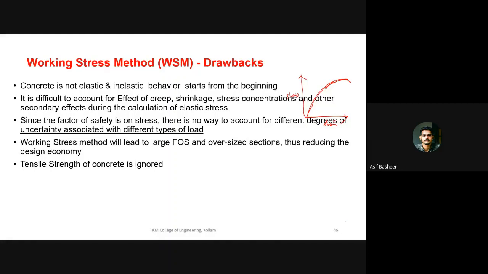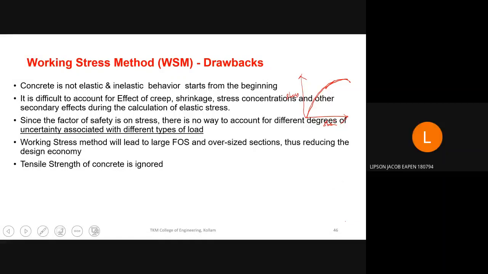You can read those textbooks. There are problems based on this working stress method. If you are that keen to understand the very basics of your working stress method, you can go through some design problems. It will be easy for you. Can I continue to the next one?